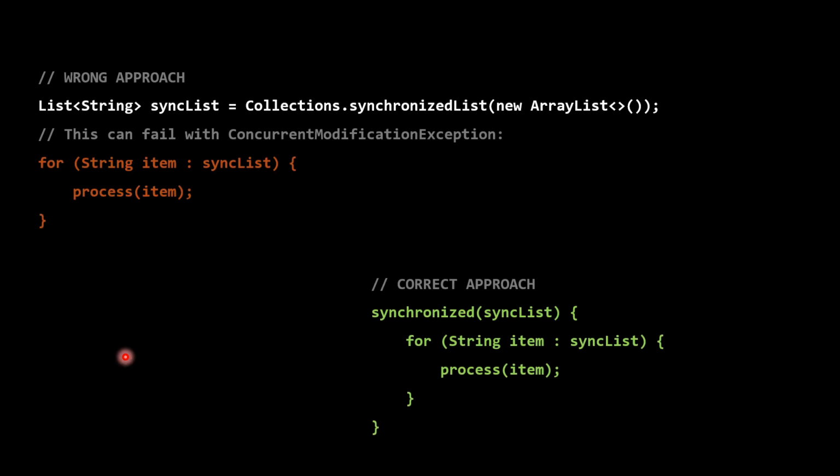And here is a common mistake with synchronized collections. This example shows a typical mistake with synchronized collections. A developer assumes the synchronized list provides thread safe iteration, but it doesn't. Only individual methods are synchronized, not the iteration sequence. This code can throw a ConcurrentModificationException in a concurrent environment. Hence, we need to synchronize the entire iteration process.